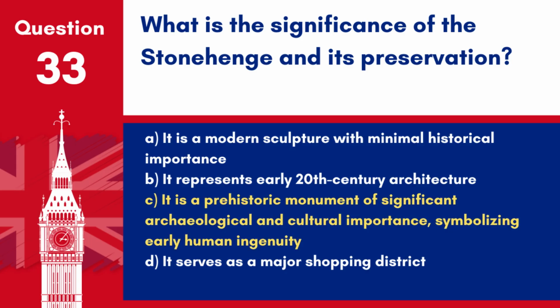Answer C. It is a prehistoric monument of significant archaeological and cultural importance, symbolizing early human ingenuity. Stonehenge is one of the most famous prehistoric structures in the world, and its preservation helps to maintain a connection to the ancient past and contributes to our understanding of early human societies.